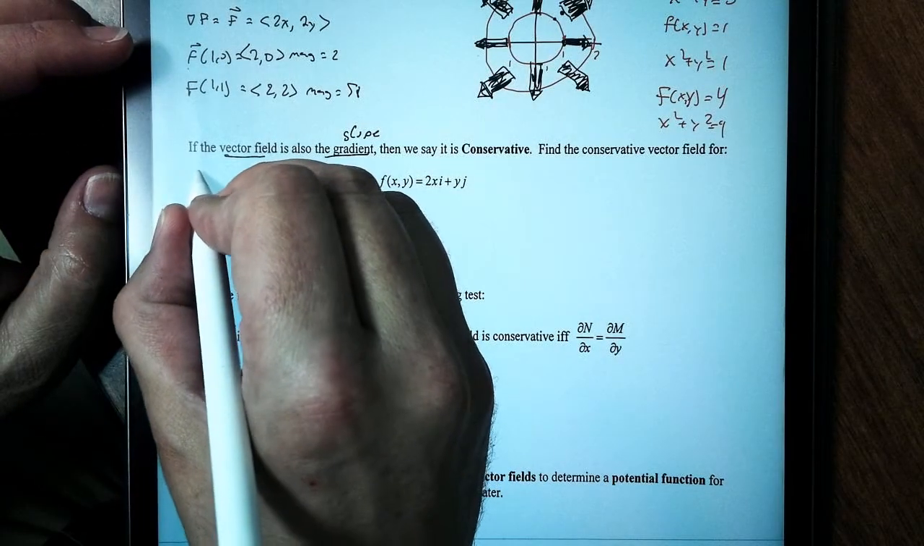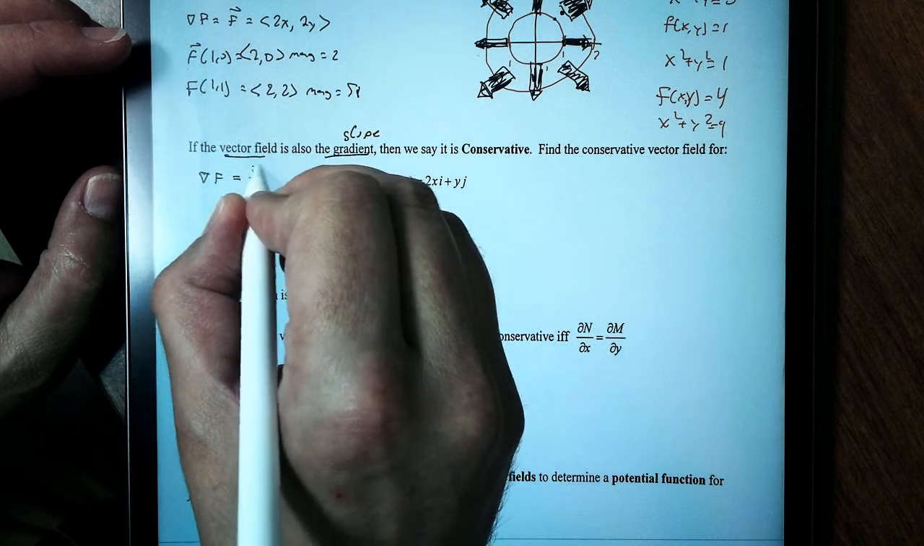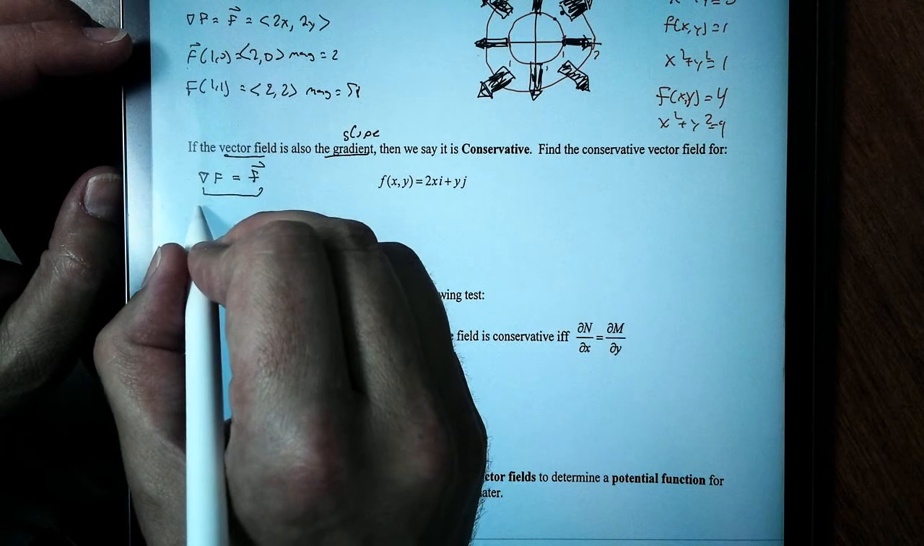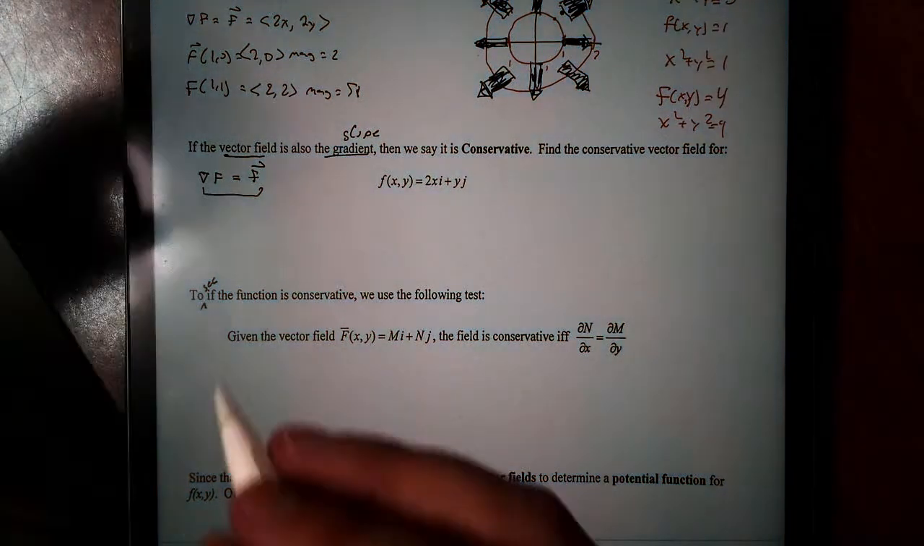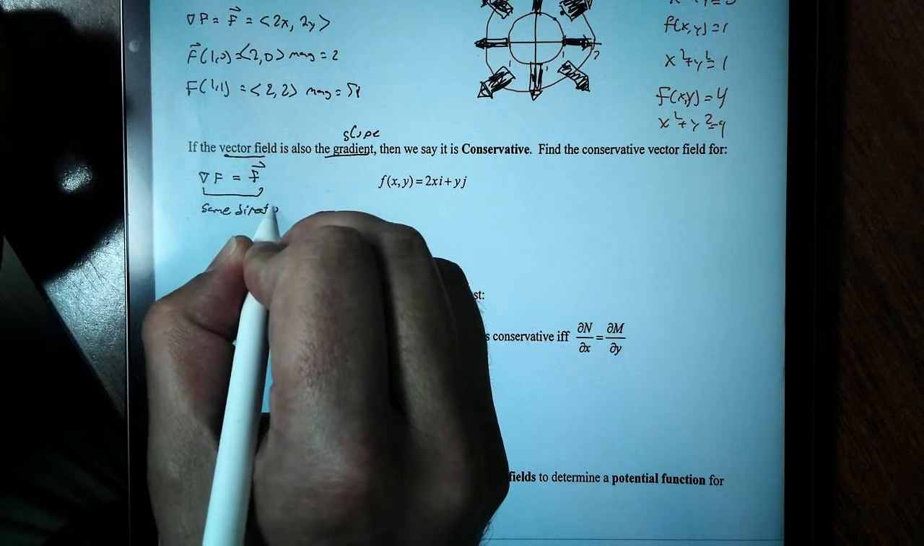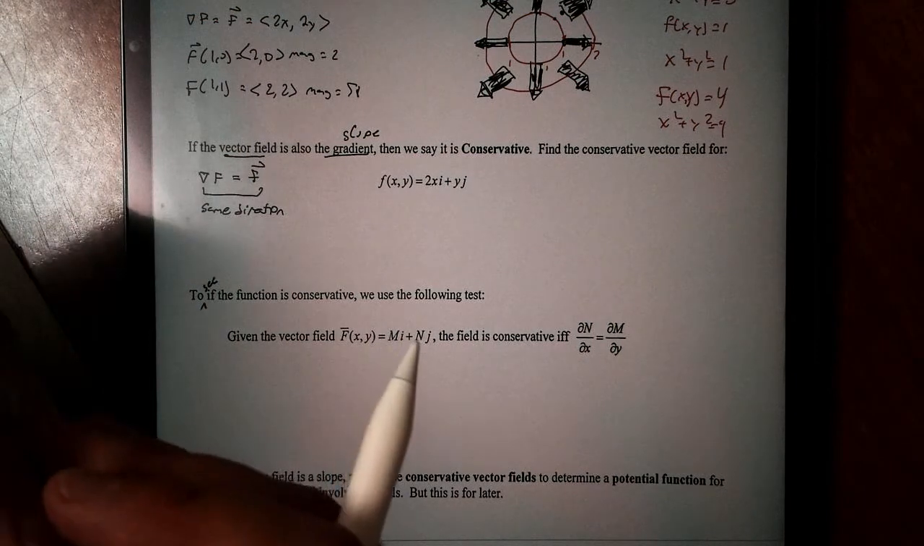So in other words, we're going to say that the vector field is the same as our gradient. I kind of switched those around. So in other words, our path is on the road. So these are in the same direction. If they're in the same direction, we say that this is conservative.